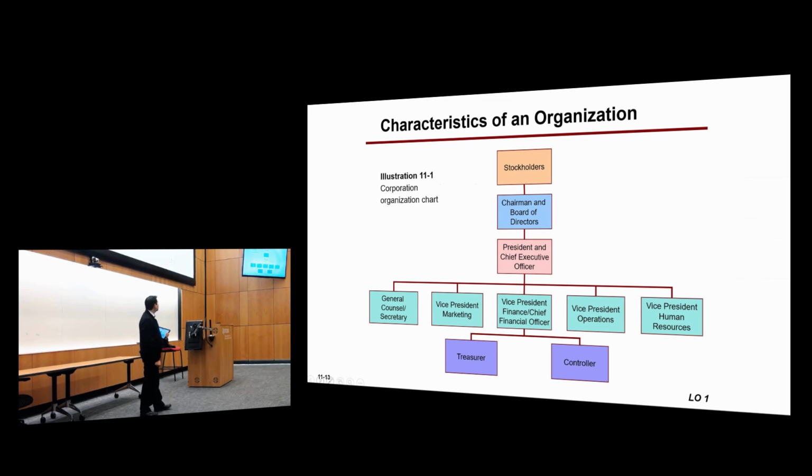Okay, now we look at this one, which shows the organizational chart of corporations. You have the shareholders, those are the owners of the company. What they do is elect the board of directors. The board of directors will act on behalf of the shareholders to select management. So basically they hire a CEO, a CFO, etc. And they oversee their work.